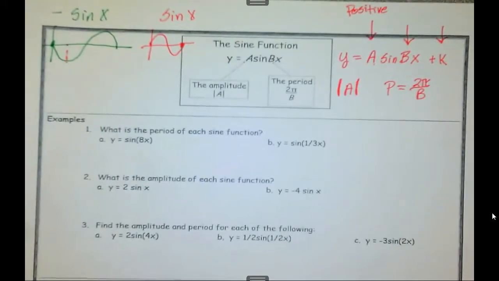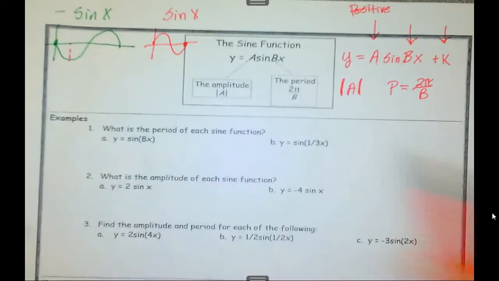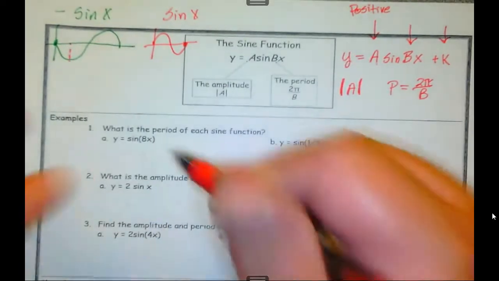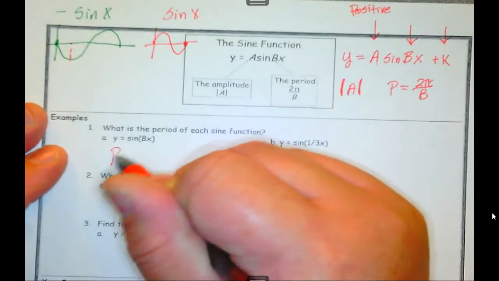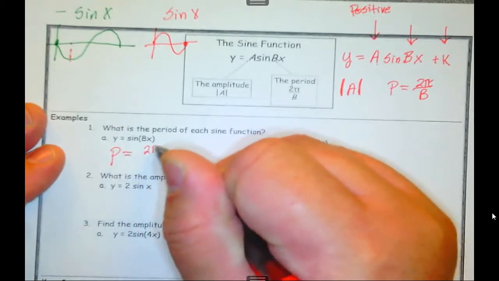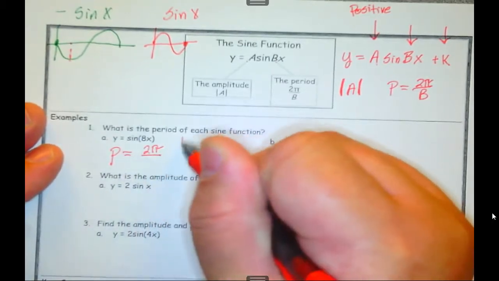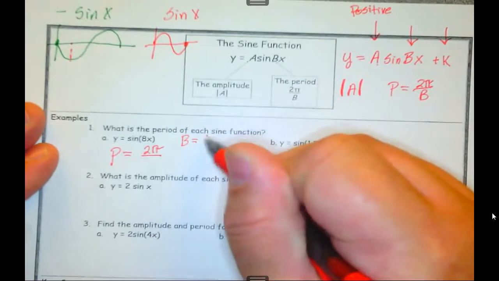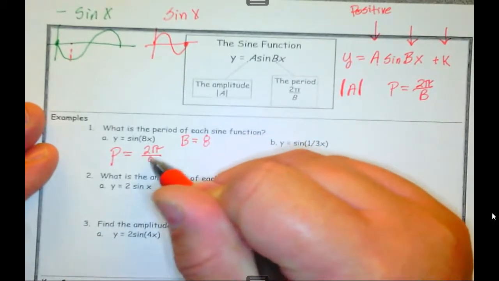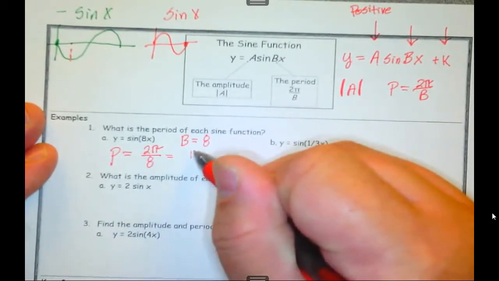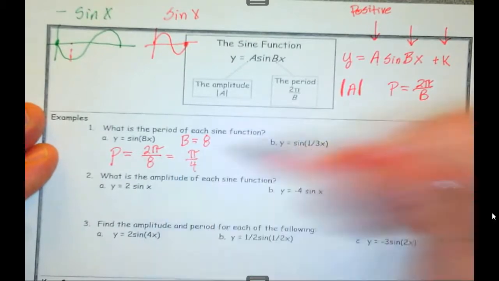Example. What is the period of each sine function? So the period equals 2 pi over b. What's our b equal here? That's right, 8. So this equals pi over 4. That's the period.